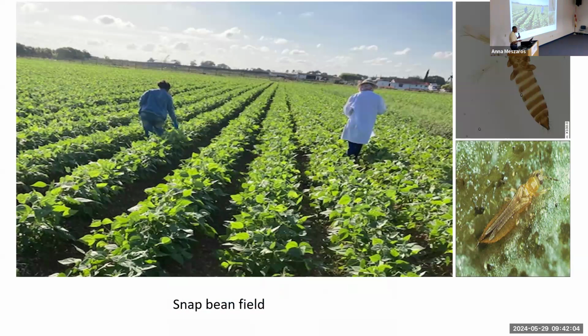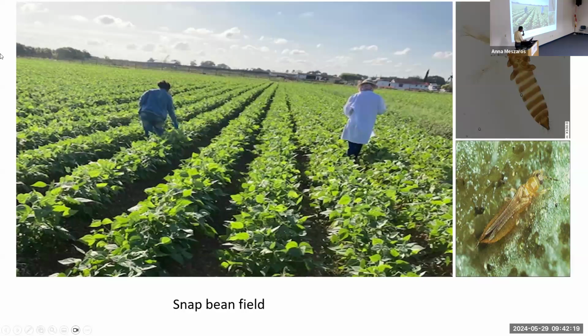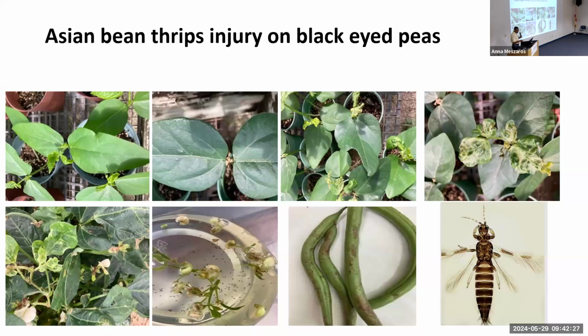On snap beans, we have two major thrips. One is melon thrips and the other is Asian bean thrips. You can see that the top one is Asian bean thrips and the bottom one is melon thrips. We have some Thrips parvispinus too, but the number is very few on bean. It's mostly on other crops, and Anna will talk about that, I believe. In all my talk, I'll mention these two thrips.